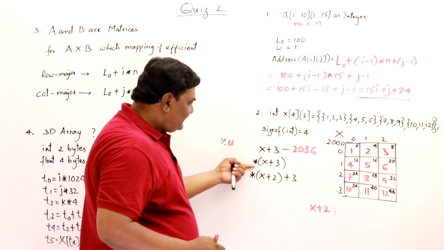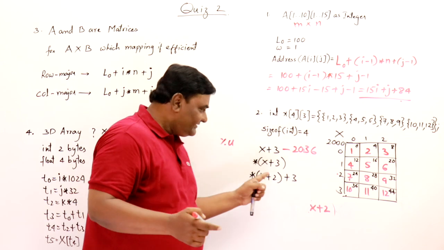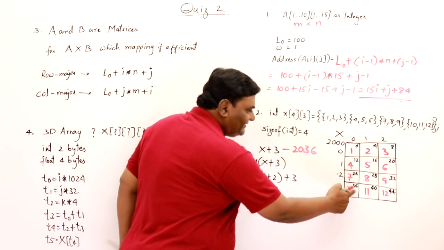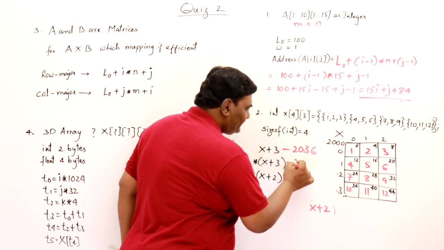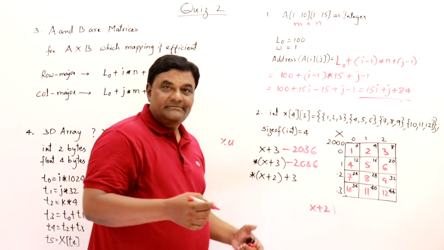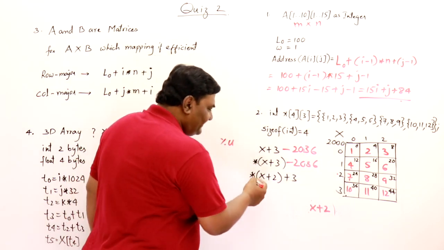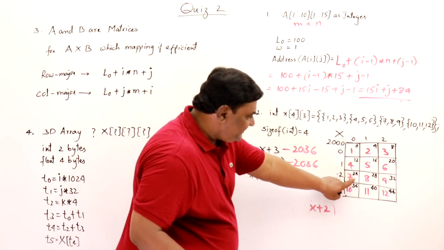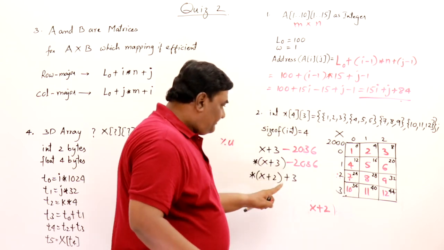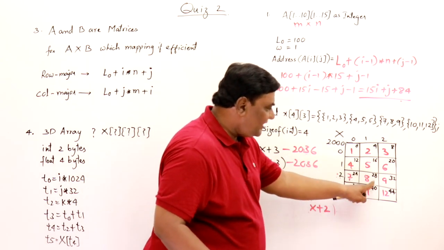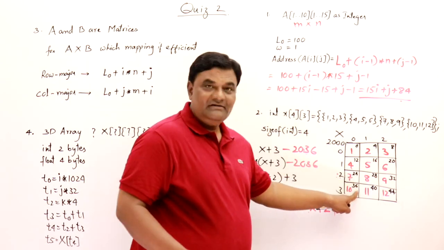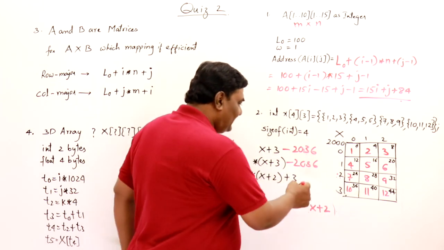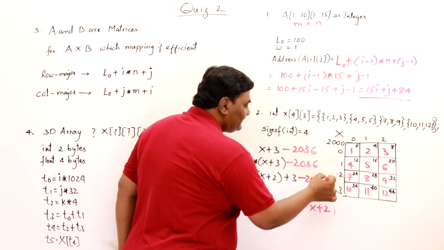Next, if I write star, I'll not get the data. It is x plus 3, third row only, same address only I'll get. So what is the address of the third row, beginning address? That is 2036. Same thing. Now next, star x plus 2. So beginning address of the second row means this one, 2024. Plus 3 means 1, 2, 3. It's again the same address. This is also 2036.